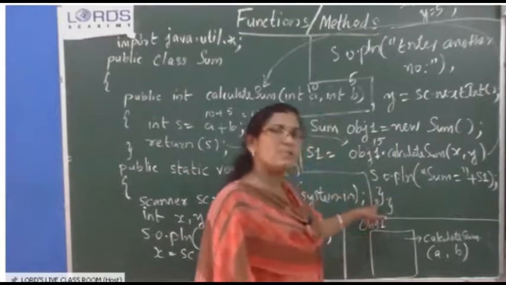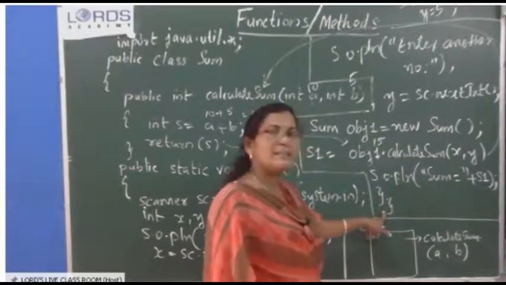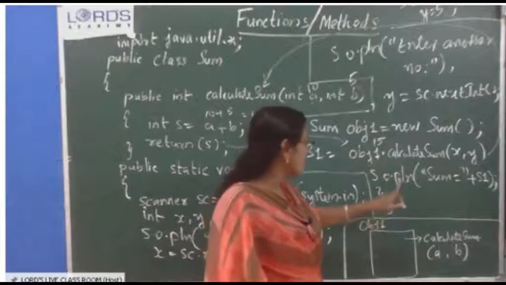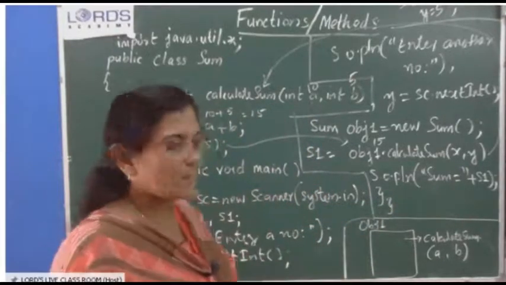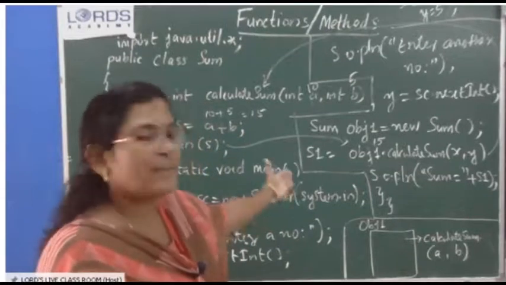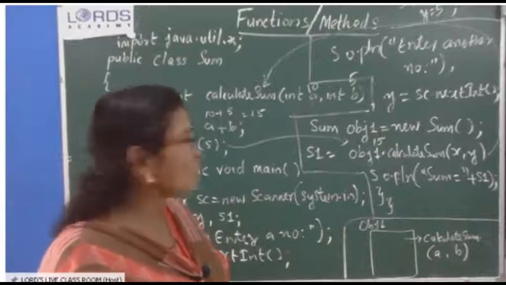The main method's execution is completed, its body is closed, and the class is also closed. You can create any number of objects of this class. We have created only one object here. You can create one more object if you want.